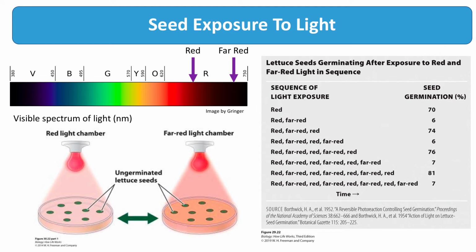But if they're exposed to red light first and then far red light, there's a much lower percentage of seeds germinating. Then, trying different treatments, they found that what mattered was the last exposure. If the last exposure was to red light, a high proportion would germinate. And if the last exposure was to far red light, a much lower proportion would germinate.